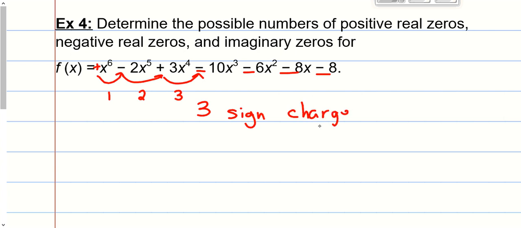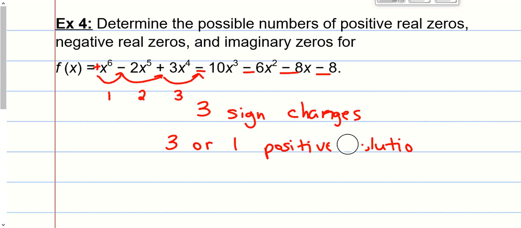Okay, so if I have three sign changes, that means that I could have 3 or 1, because you always subtract 2, 3 or 1 positive solutions. Or we'll say zeros, since that's what they asked for. Positive real zeros. That's how it's worded in the problem.